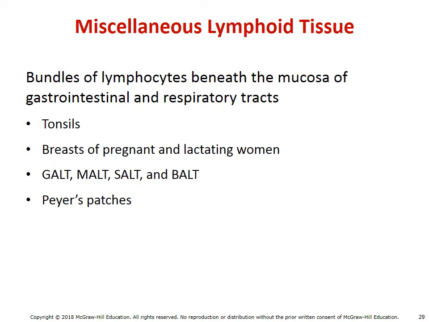And then we do have again those miscellaneous lymphoid tissues, things like the tonsils. The breasts of a pregnant woman become again a very big focus point for white blood cells, especially during lactation, as we don't want to pass specifically bad bacteria to the offspring. We also see GALT, MALT, BALT, and SALT, again all these associated lymphoid tissues, and even Peyer's patches that help in establishing protection in places where we might need more protection.